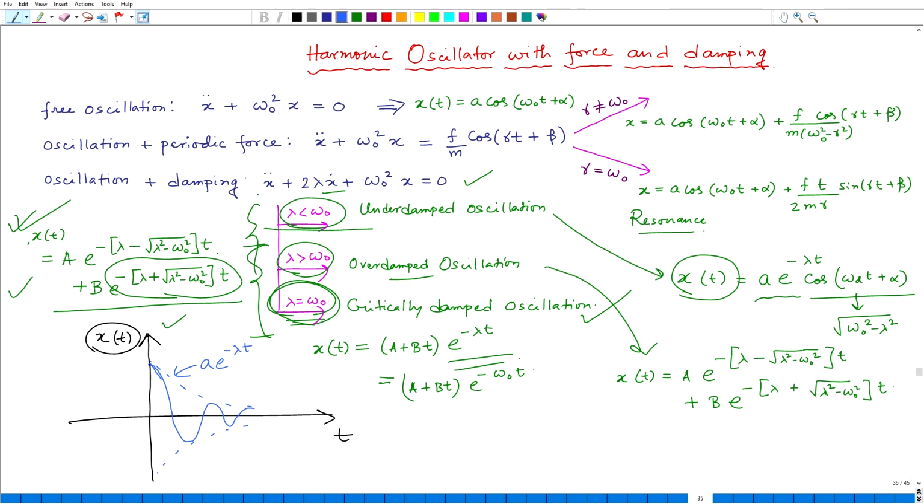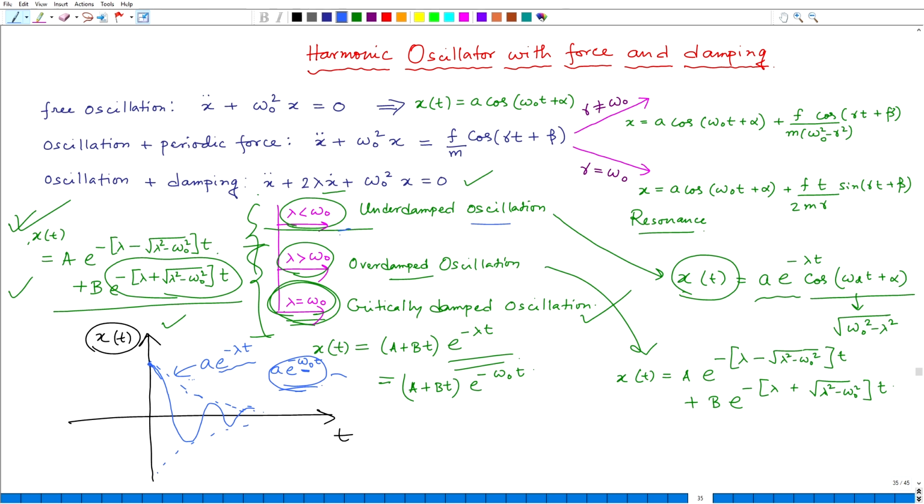Now, you see here in this case lambda is less than omega 0. So, with the same initial condition, this curve is always less steep than a e to the power minus omega 0 t, because omega 0 in this case is greater than lambda. When there is a minus sign, this one will decrease much quicker than this one. That is why you will have a less steep decrease than this one.